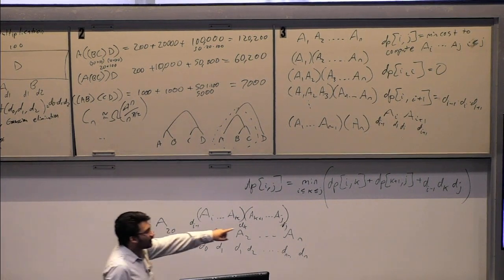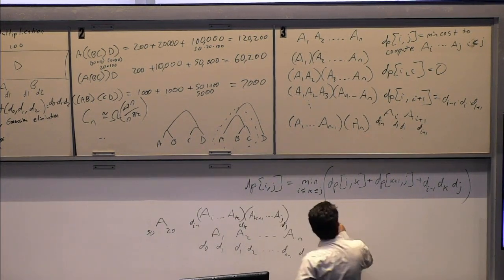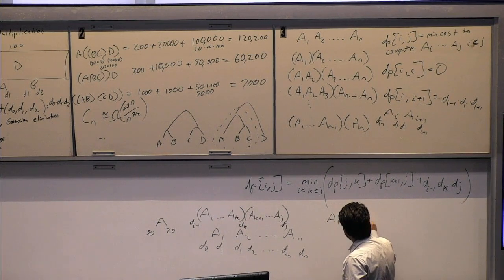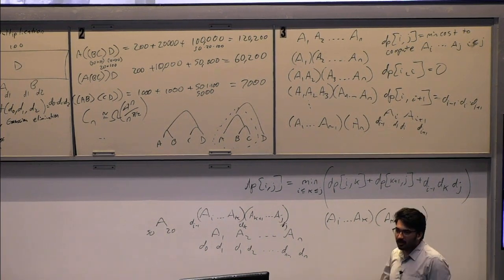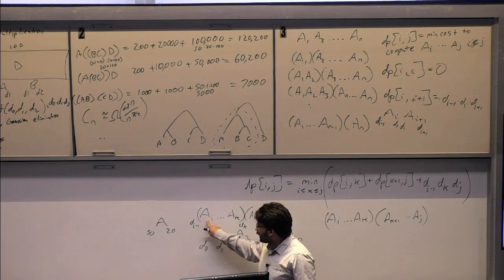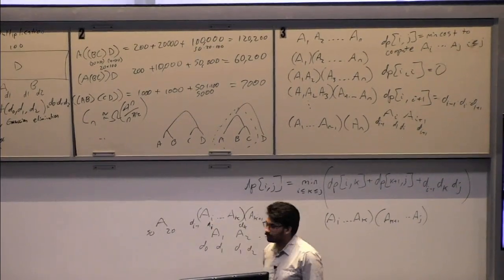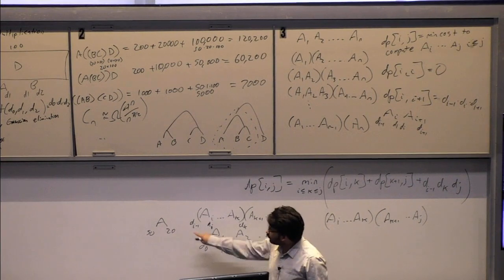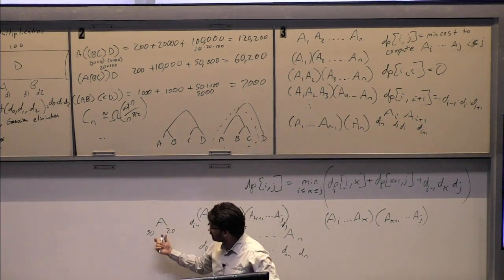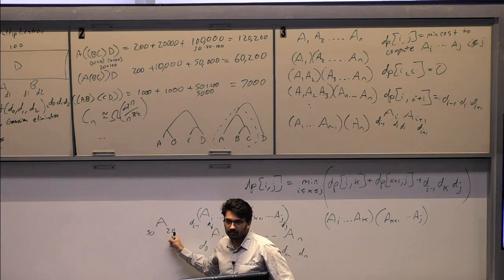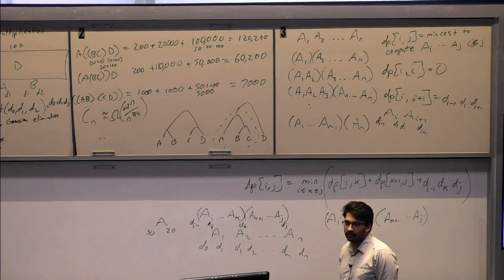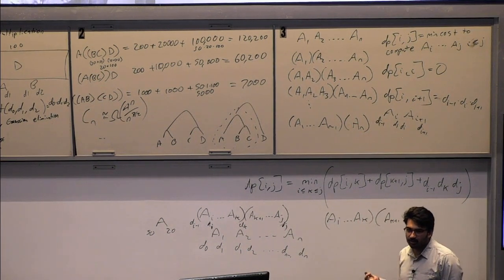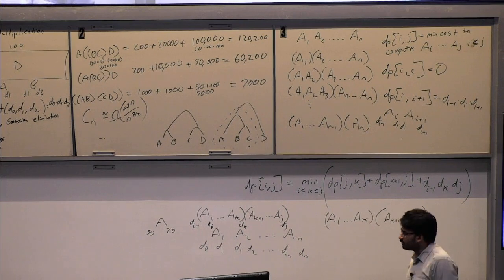Right, here. So basically, this is going to be AI to AK. And this is going to be AK plus 1 to AJ, right? And just by the way we've set up the notation, AI has dimensions DI minus 1 and DI, right? So for example, A here is a 50 by 20. So I'm writing A, and then I'm writing 50, 20. That's just the notation. So A1 has D0, D1. A2 has D1, D2, and so on. That's just the way things are shifted. There's n plus one dimensions for n matrices. That's the only reason we're doing it that way.